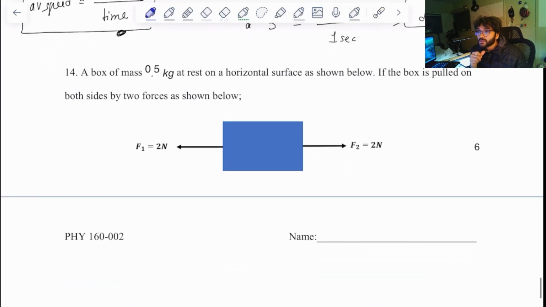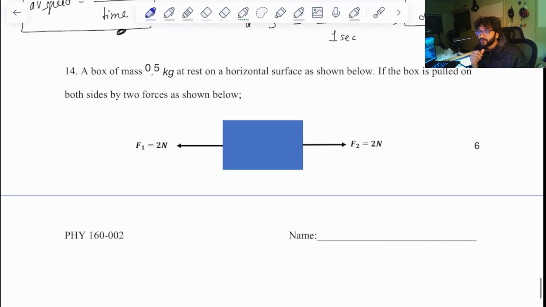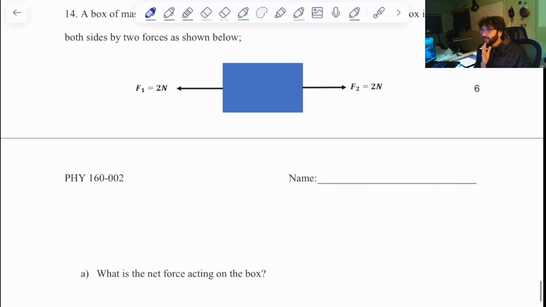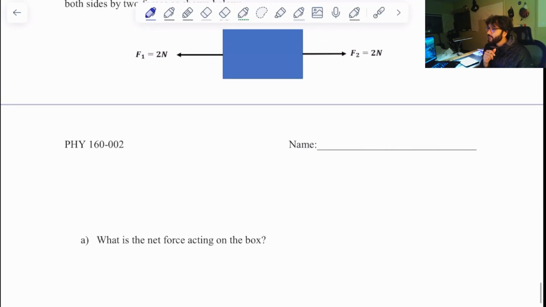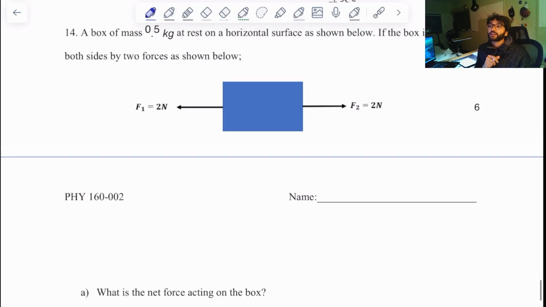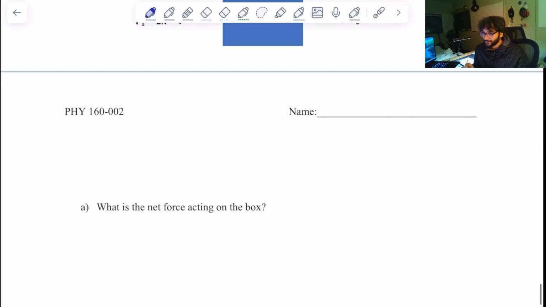Question 14 is a box of mass 0.5 kilograms at rest on a horizontal surface as shown below. If the box is pulled on both sides by the two forces as shown below. Part A. What is the net force acting on the box? Well, if a force of 2 newtons is to the right and another force of 2 newtons is to the left, then net force is 0, right?